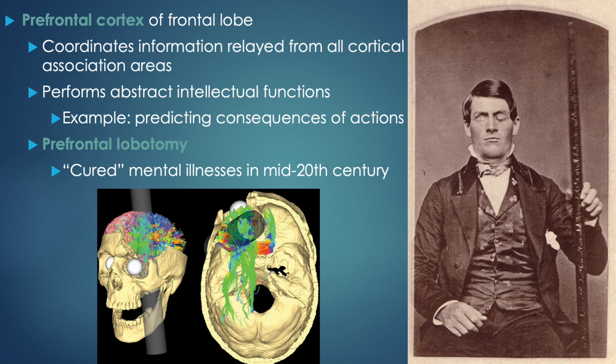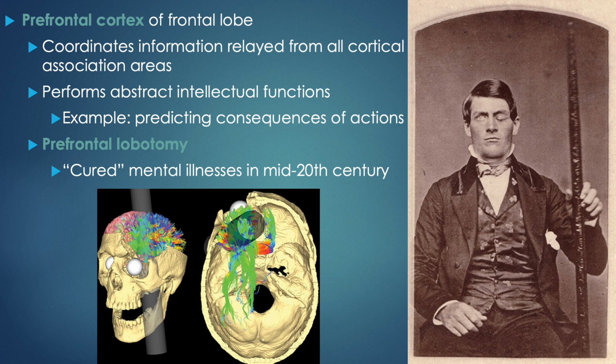The prefrontal cortex of our frontal lobe is responsible for taking information from all of our cortical association areas, and then that allows us to perform abstract intellectual functions. What does that mean? It basically means that we can complete a game of three-dimensional chess in our mind. So we can see what the consequences are of actions and think down the line longitudinally about multiple different outcomes for multiple different activities. This is not something that matures in us until we're actually in our mid-20s.